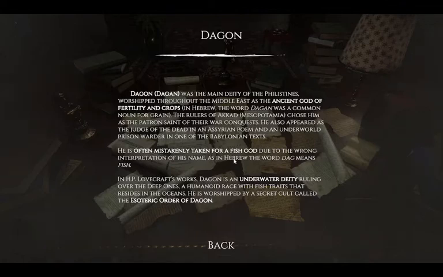In H.P. Lovecraft's works, Dagon is an underwater deity, ruling over the deep ones, a humanoid race with fish traits that resides in the oceans. He is worshipped by a secret cult called the Esoteric Order of Dagon.